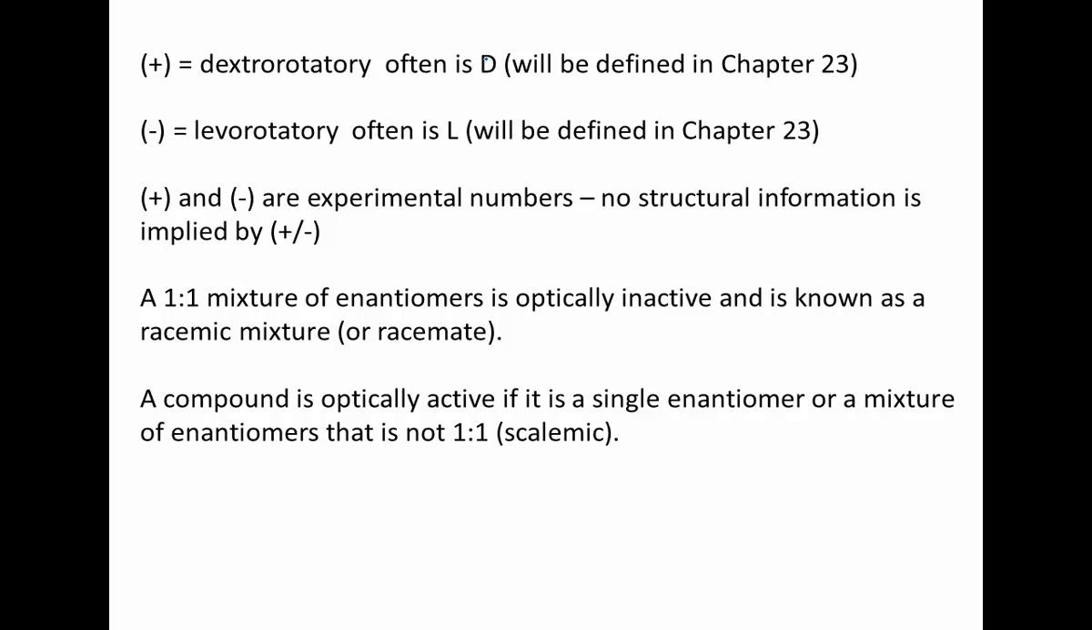Okay, a one-to-one mixture of enantiomers is going to be optically inactive. This is because the rotation done by one is undone by the other. And this has a special name. This is a term you have to become very familiar with: racemic mixture or racemate. It's a one-to-one mixture of two enantiomers. Okay, and it's optically inactive. It won't cause any sort of rotation of plane polarized light.